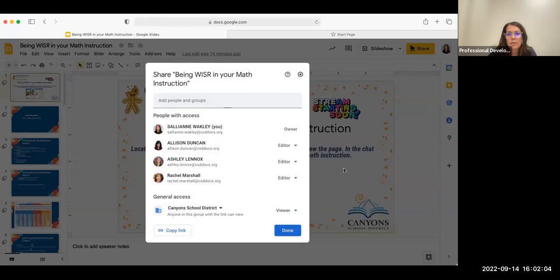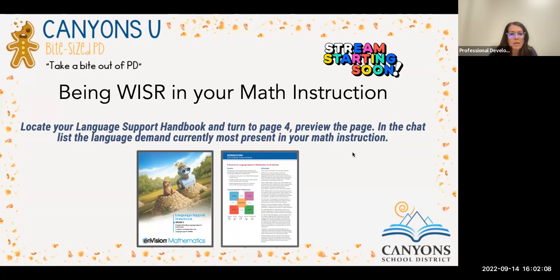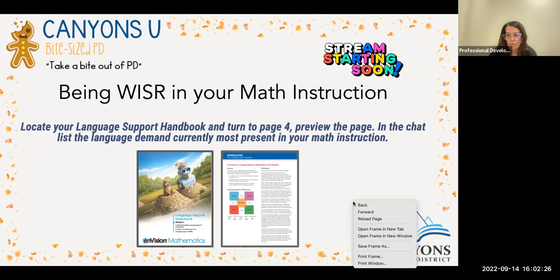A lot of the information we're going to talk about today comes from the language handbook. If you can locate that, that will be helpful for you. The great thing in math is we already have a resource for being more wise in our math instruction. So I'm going to go through a few things here.